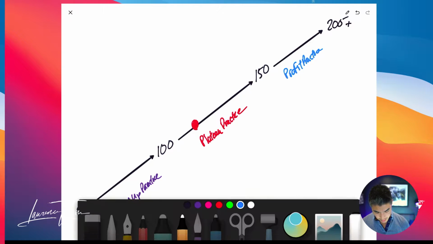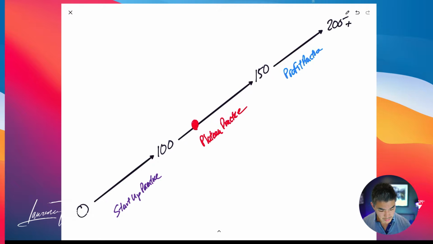And beyond that is usually what we call freedom practice, and I'll save another video explaining what that is. But so we're going from startup practice to plateau practice to profit practice to freedom practice. That's the idea of what we want to scale towards. But the question is, why do we get stuck on the plateau practice?